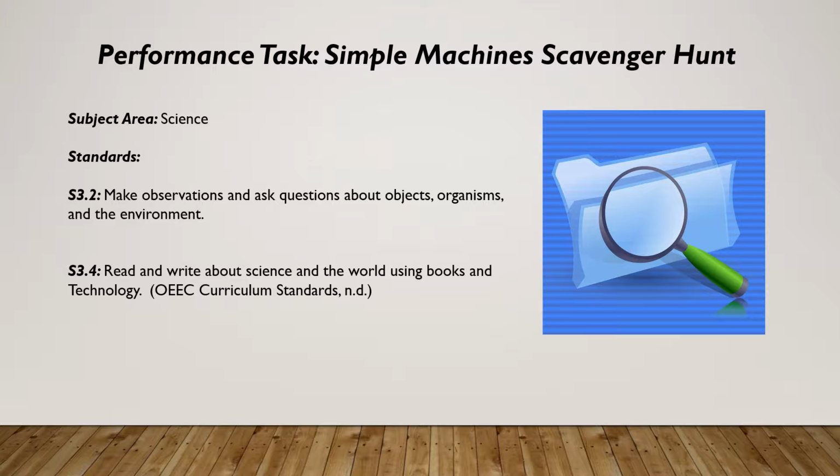These are third grade science standards. They are to make observations and ask questions about objects, organisms, and the environment, and to read and write about science and the world using books and technology. Students would be observing their environments to find simple machines and using technology to collect artifacts of their learning. In this case, the artifacts would be the pictures.